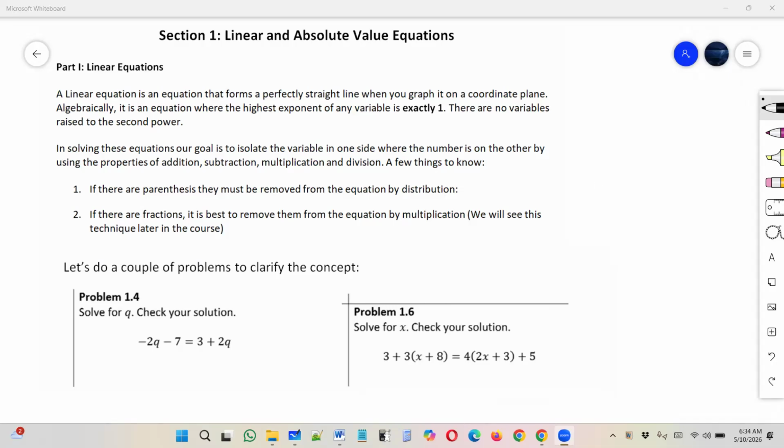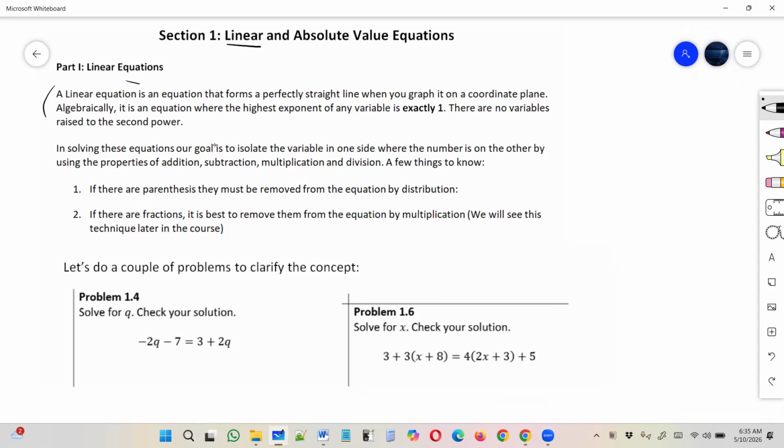Hi, hello everybody. So in this video, we're going to cover section one, which is linear and absolute value equations. Now, I've divided the video into two parts. This is the first part where we go over the linear equations, and we're going to go over the absolute value equations in the second part of section one.